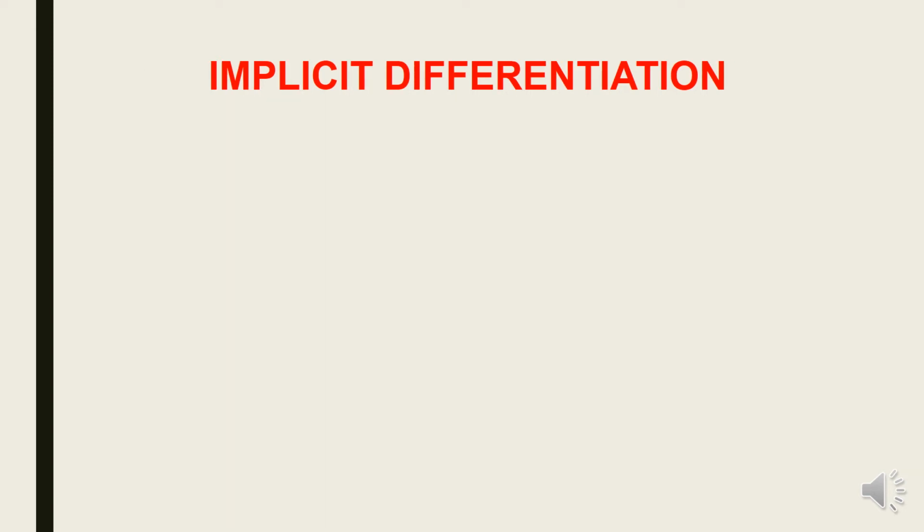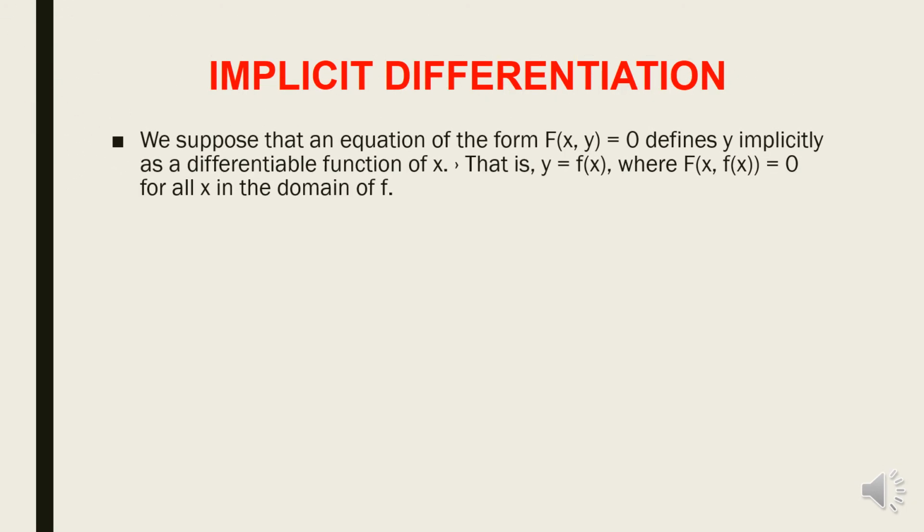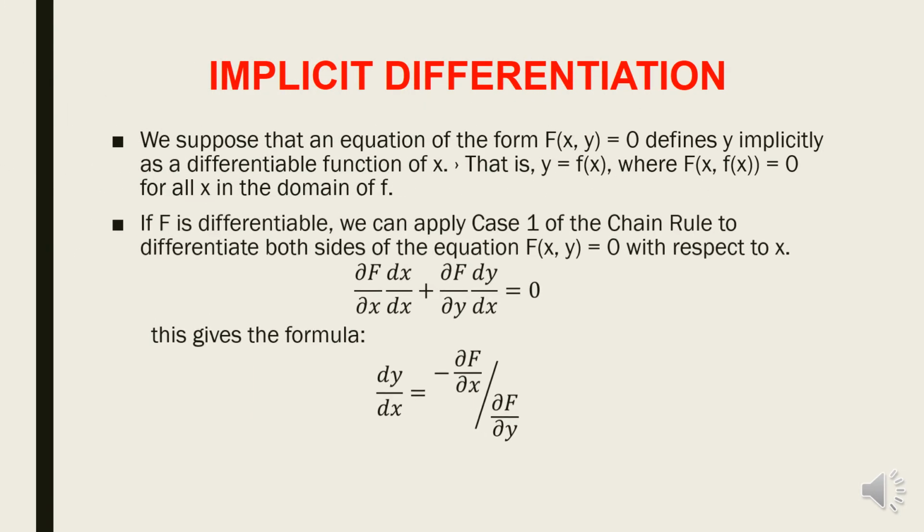Next we see implicit differentiation. We suppose that an equation of the form f of x, y is equal to 0 defines y implicitly as a differentiable function of x, that is, y is equal to f of x, where f of x is equal to 0 for all x in the domain of f. If f is differentiable, we can apply case first of chain rule. In the previous video, we have seen the chain rule case first.